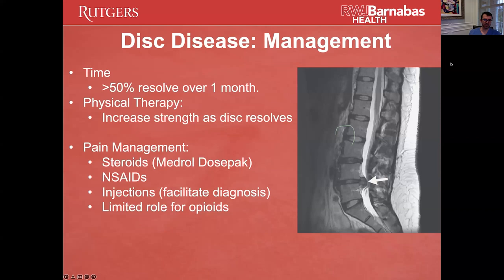Steroids are very helpful because they decrease inflammation, edema, and that will make patients feel a lot better as a bridge to when this goes away on its own. NSAIDs are good as well. Injections can sometimes help to facilitate a diagnosis because if you do a selective nerve block where a pain management doctor puts a needle and anesthetizes a specific nerve, if the patient doesn't get better, well, then we know that nerve's not the problem. If they do get better, then that implicates a nerve as the problem, the trigger for the pain. Opioids are less helpful here because opioids, aside from the opioid epidemic and the risk of chronic opioid use, I don't like to use opioids for disc disease for what is often a temporary problem. Steroids are much more helpful.